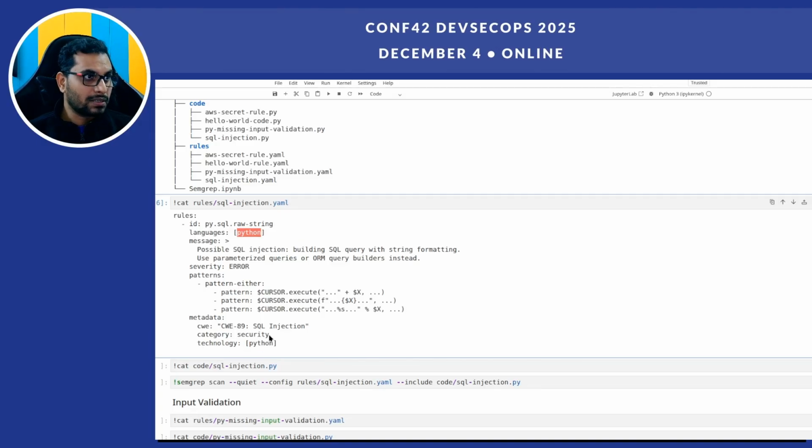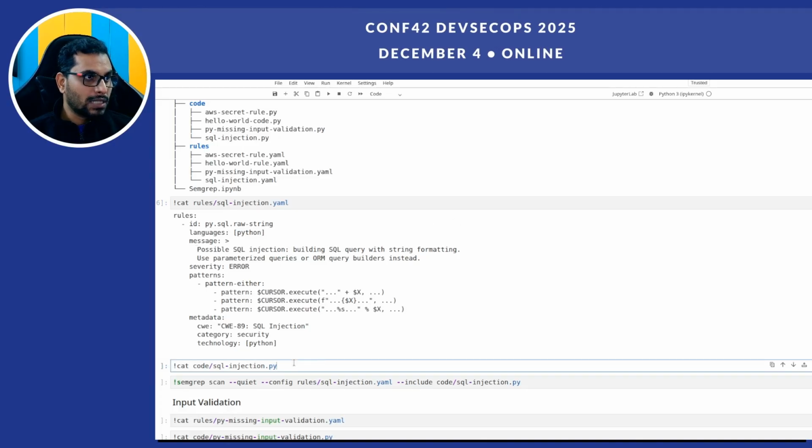Languages are given here, and technology is more like metadata. As you can see, the ID here is something unique, and you can choose what this ID should be. And again, for security, you have a very verbose message saying that there's an SQL injection and how you fix it.